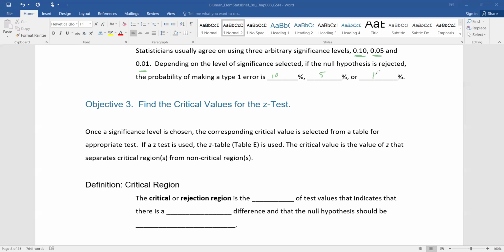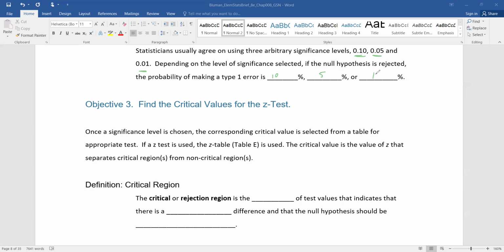All right, so in our third objective here, we're going to find these critical values for the z-test. So once a significant level is chosen, the corresponding critical value is selected from a table for the appropriate test. If a z-test is used, the z-table, or table E, is used.